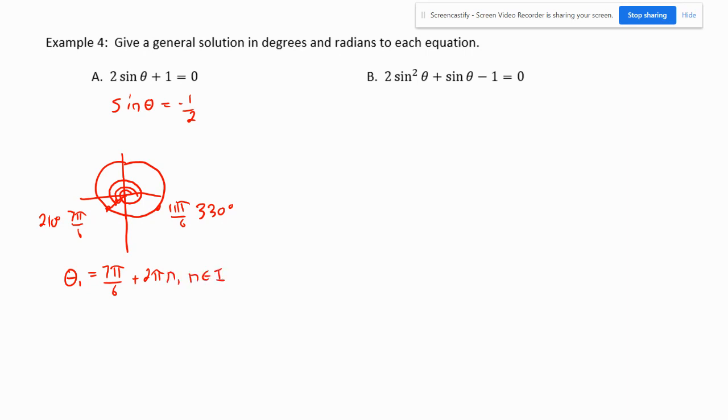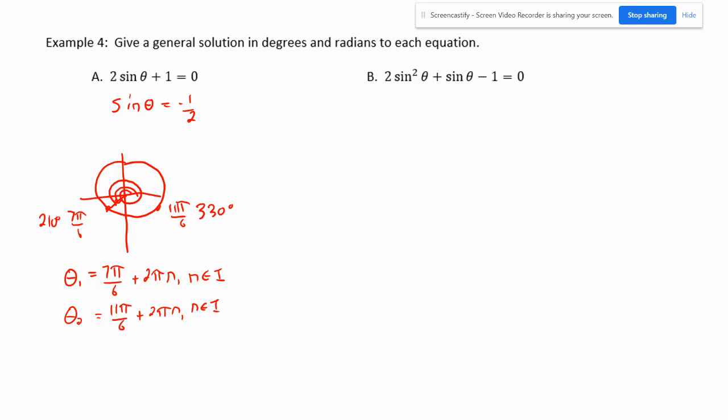this is how we write all the solutions from 7 pi over 6. I'm just going to keep on adding 2 pi n. So if n is any integer, this is going to give me all the multiples, all the trips around the circle plus 7 pi over 6. It's going to take me down to this terminal arm all the time. Theta 2 would be 11 pi over 6 plus 2 pi n, where n is an integer. Okay.